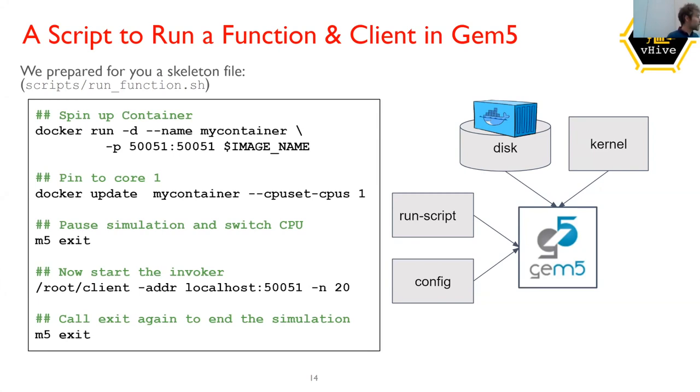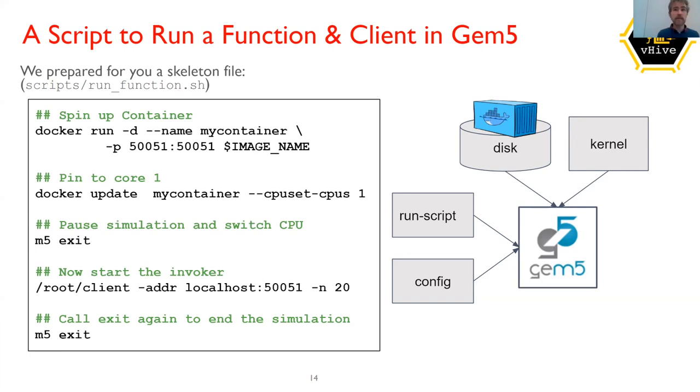This m5 exit is a special instruction provided by gem5. It's a feature with which you can pause the simulation or exit the simulation mode, and then you are able to switch the CPU model. The reason why we use this feature is that up to this point, from booting and starting the function, we will run another special feature of gem5, and that is the KVM model.